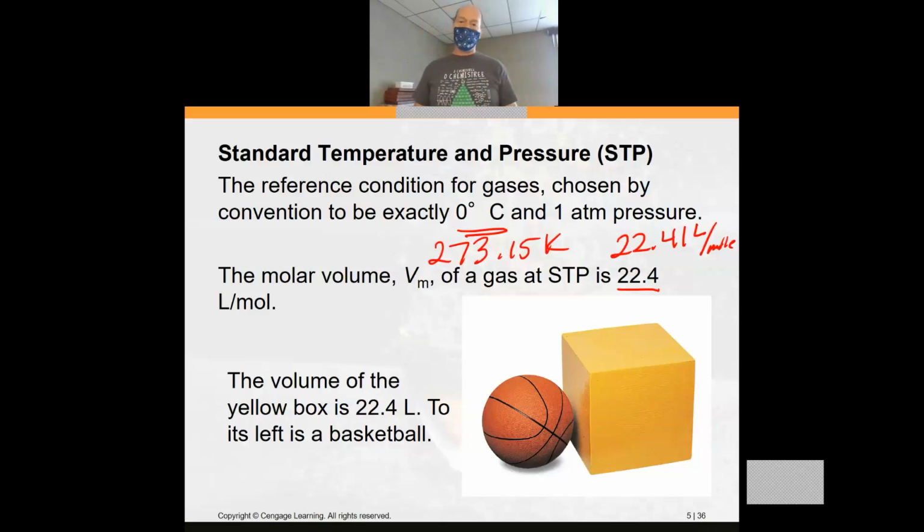If you have 1 mole of argon, you've got 1 mole of helium. If you have 1 mole of a gas at STP, it is always 22.4 liters in volume.